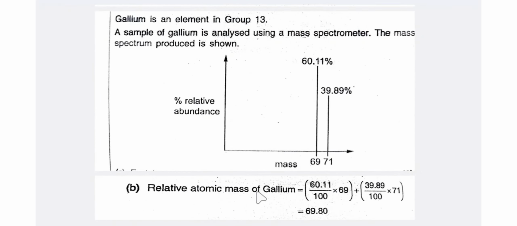Then for the next example, what is the relative atomic mass of gallium? Again, first of all we need to find the total percentage. 60.11 plus 39.89, so the total percentage comes to be 100%. Then 60.11 by 100 into 69 plus 39.89 into 71 by 100. So we get a value of 69.80 as the relative atomic mass of gallium.